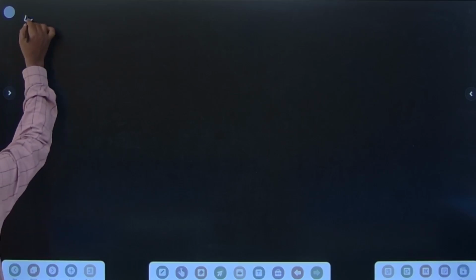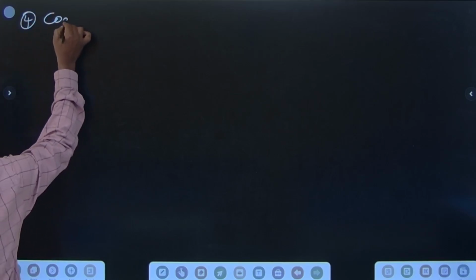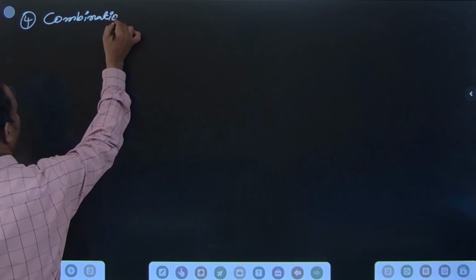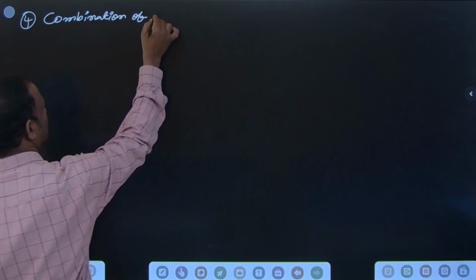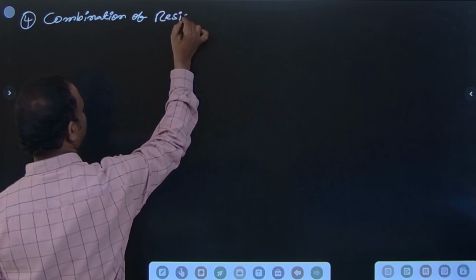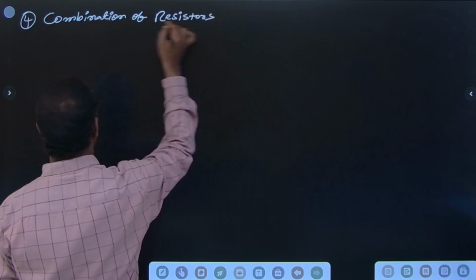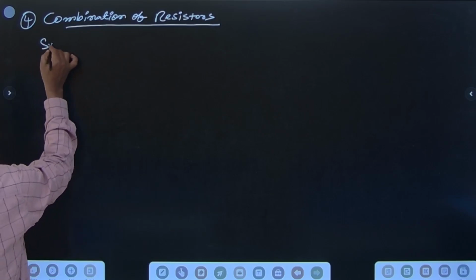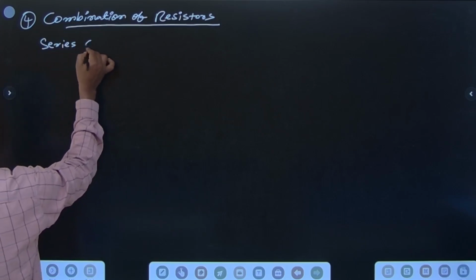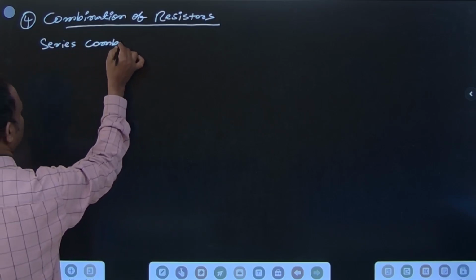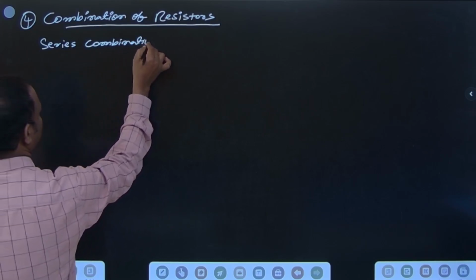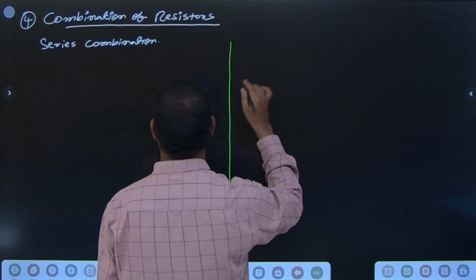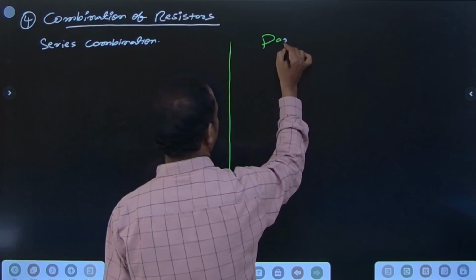For the fourth one, combination of resistors. First one, series combination. Next one, parallel combination.